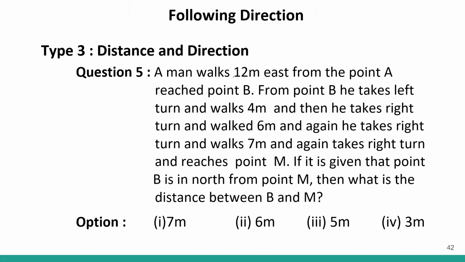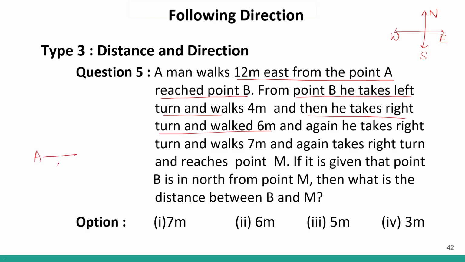Now, a man walks 12 meters east from the point A, reached point B. So from A, 12 meters east, reached point B. Then from B, he takes a left turn and walks for 4 meters, reached this point. And then he takes a right turn and walks for 6 kilometers. Right? And again he takes a right turn and walks 7 meters. So right turn again, 7 meters down.